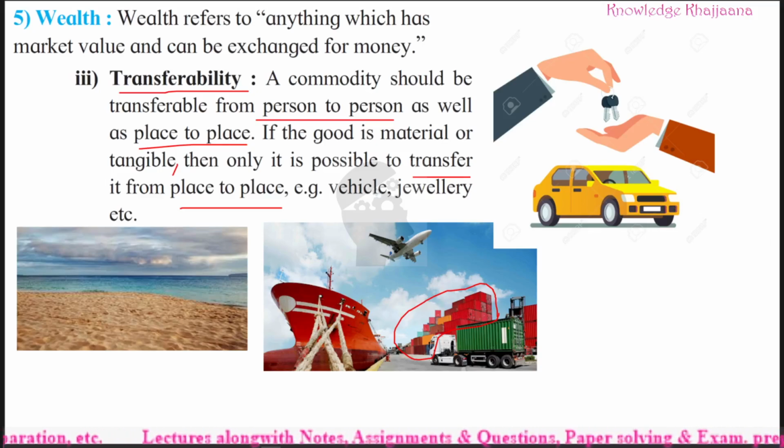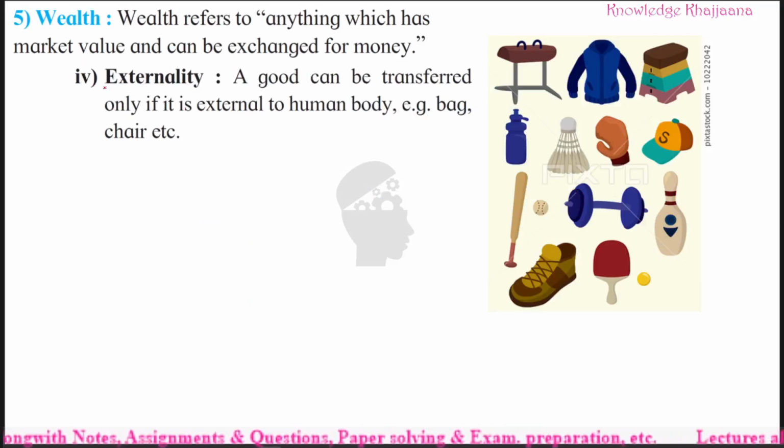The next characteristic of wealth is externality. What is meant by externality? A good can be transferred only if it is external to the human body. For example, bag, chair, etc. What we are learning is the concept of wealth, which is attached to goods. Now, the goods which can be transferred are only those that are external.